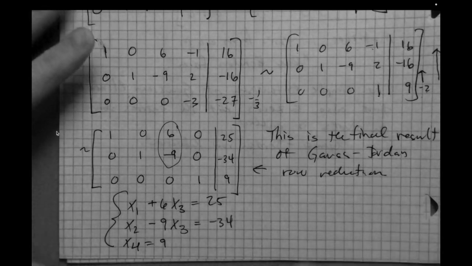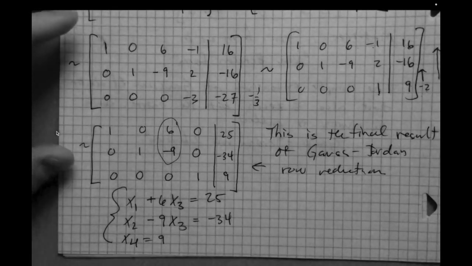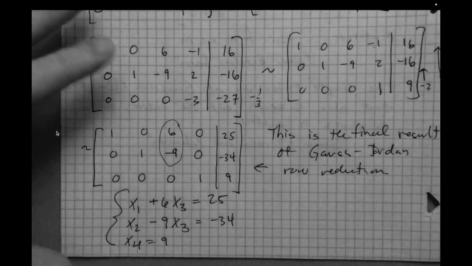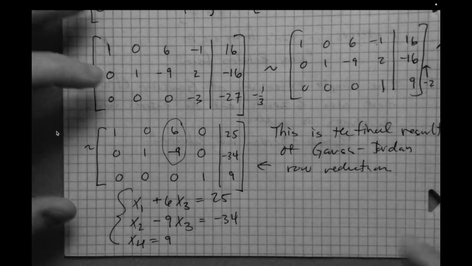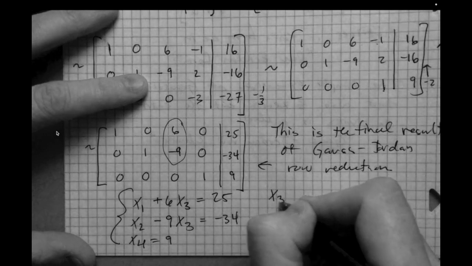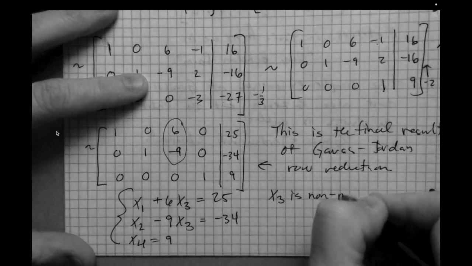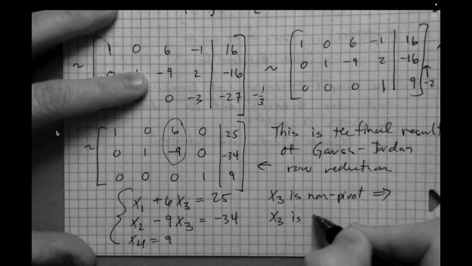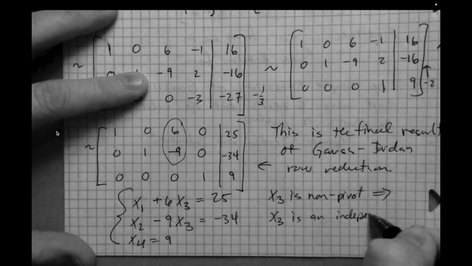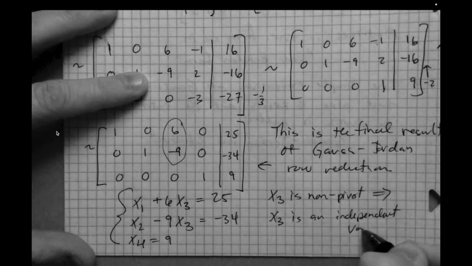And so kind of looking at this, we can see that x3 is our only non-pivot variable, right? So x3, if it's a non-pivot variable, that means it's an independent variable. So x3 is non-pivot, right? So x3 is an independent variable.